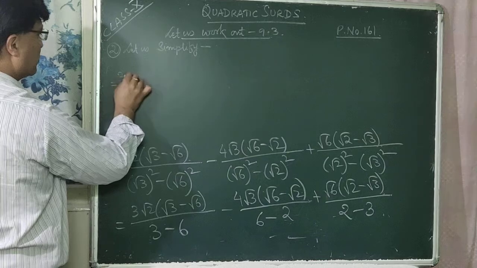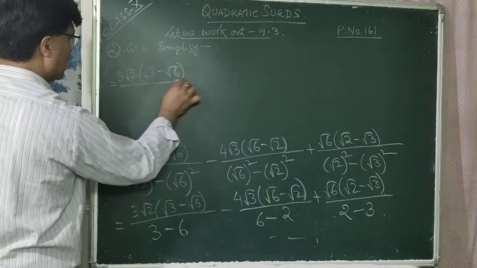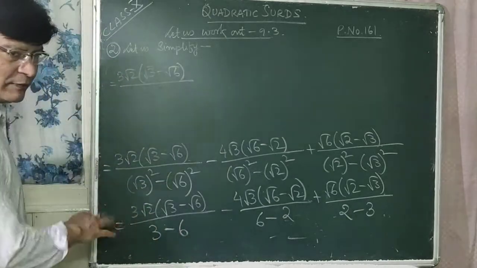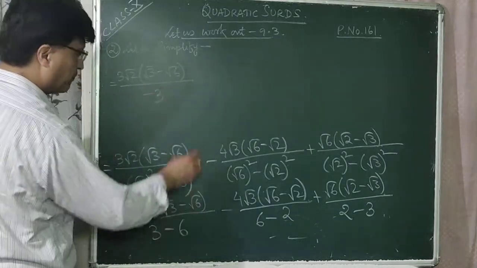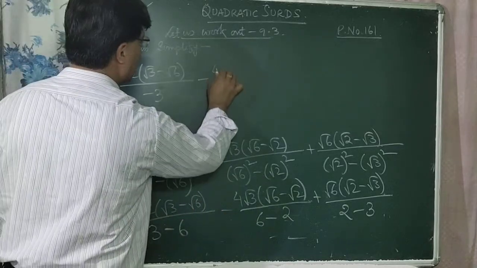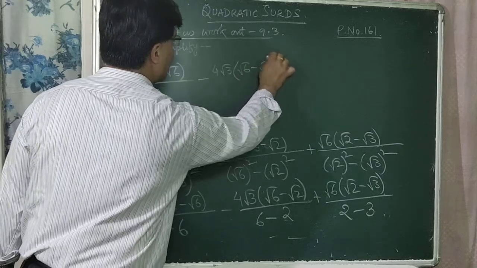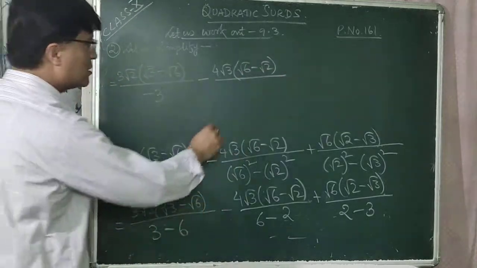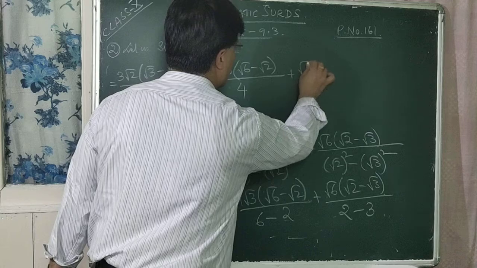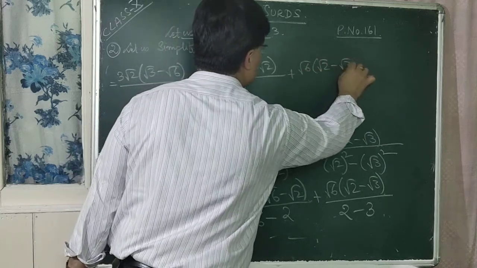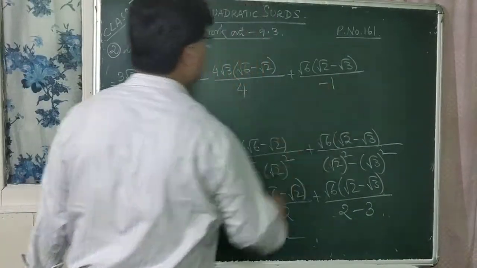So which is equal to 3 root 2 within bracket root 3 minus root 6, whole divided by, what is 3 minus 6? Different sign, you have to subtract and write down the sign of the greater number, that is minus 3. Minus next, it is 4 root 3 within bracket root 6 minus root 2, whole divided by, what is 6 minus 2? It is 4, right? Then plus root 6 within bracket root 2 minus root 3, whole divided by, what is 2 minus 3? It is minus 1.